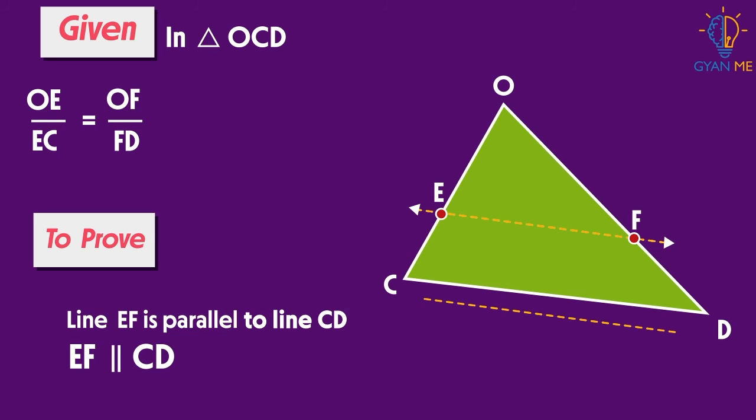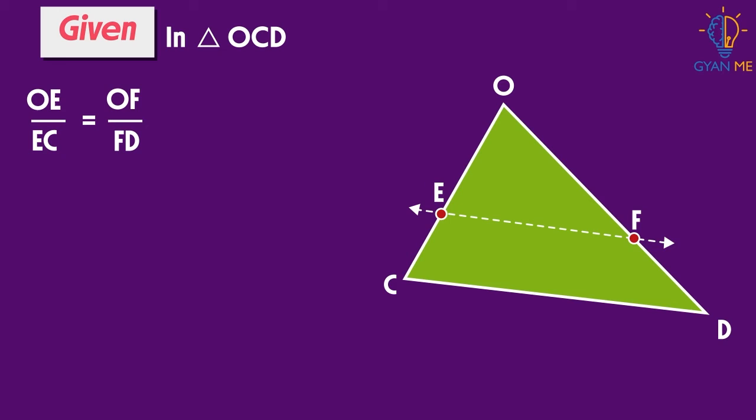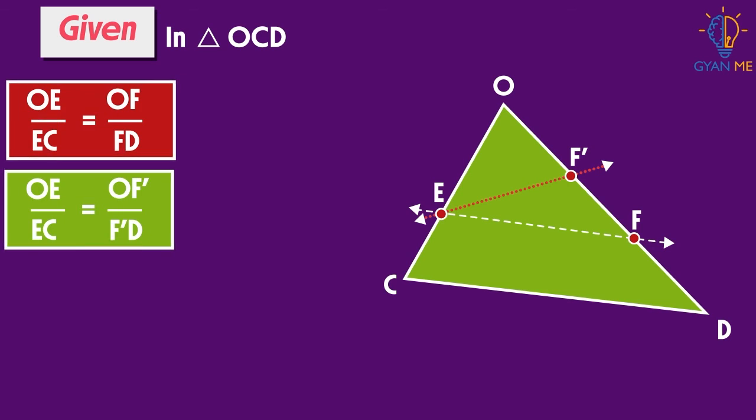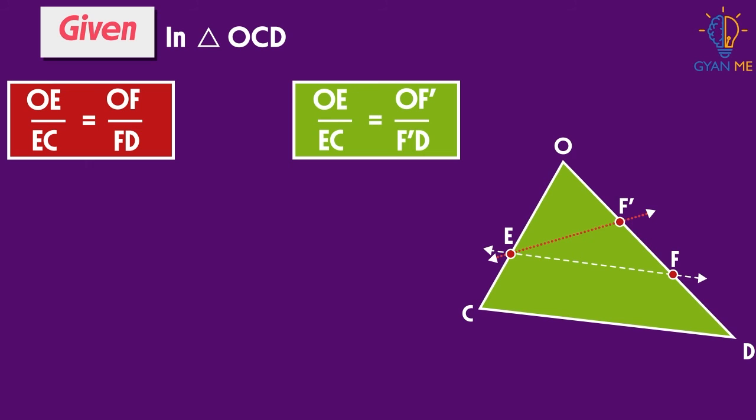To prove this theorem, let's assume that EF is not parallel to CD and draw a line EF' which is parallel to CD. Now in this condition, according to the basic proportionality theorem, we will have OE upon EC equal to OF' upon F'D. But students, what are we given? We are given that OE upon EC is equal to OF upon FD. Now this contradicts our equation 1.